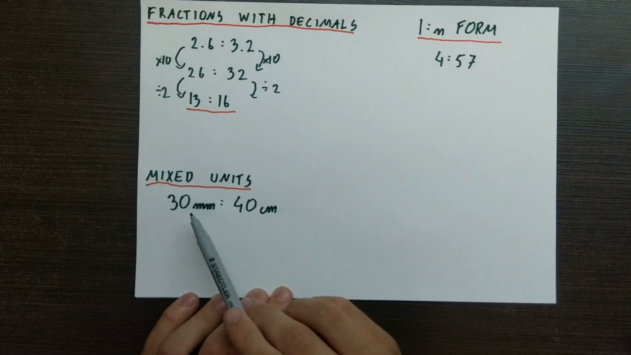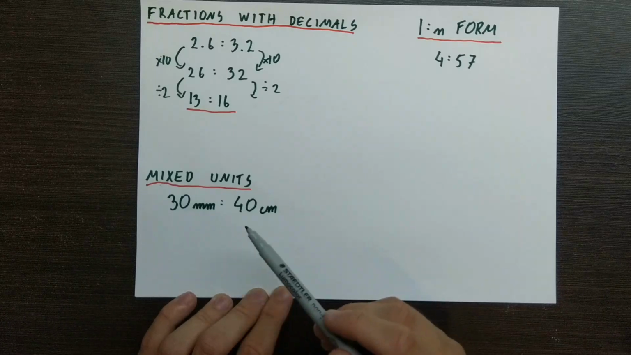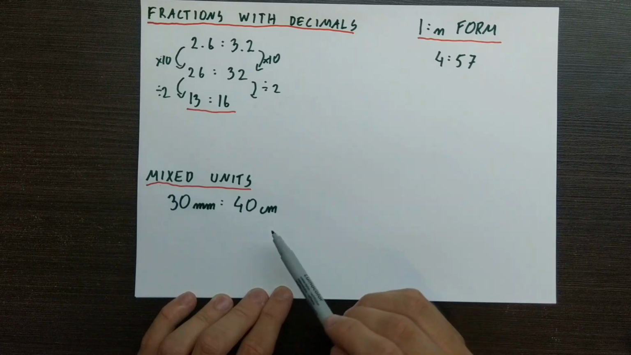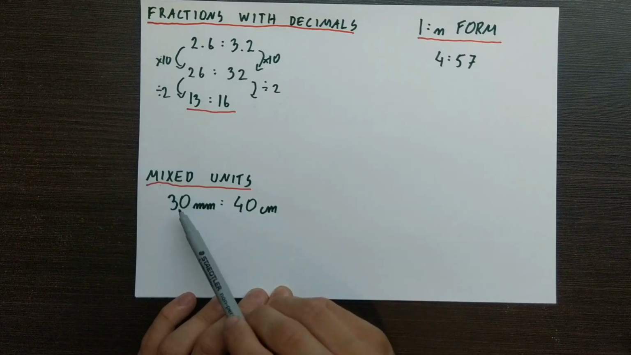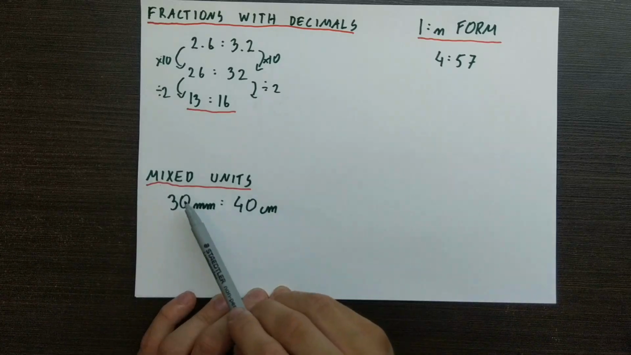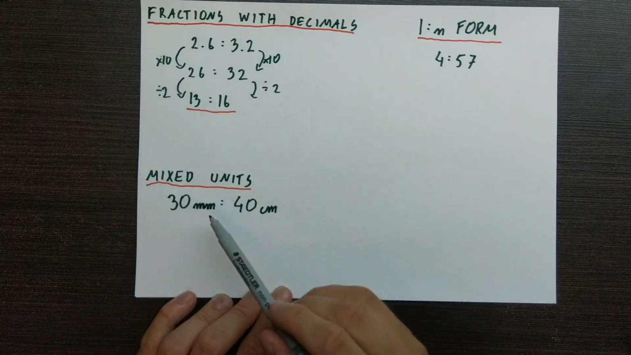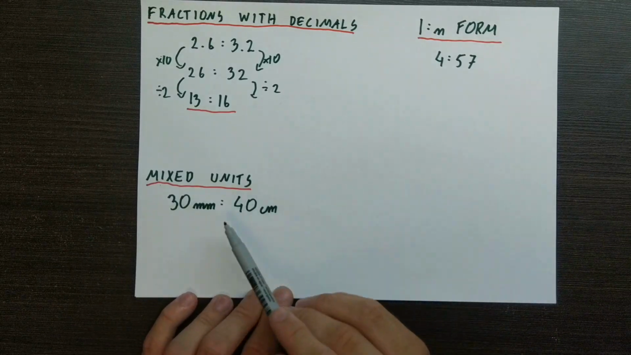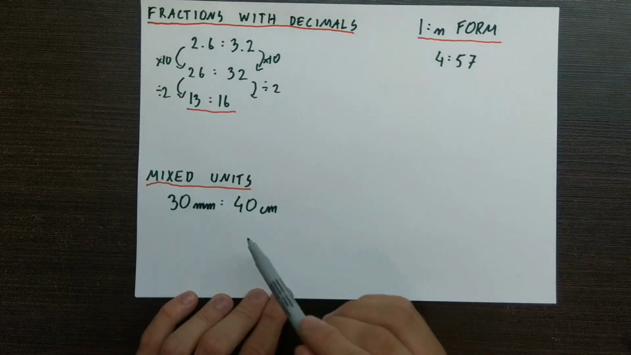Now, in this case, we can either convert millimeters to centimeters or centimeters to millimeters. Doesn't matter in this case. But in some cases, for example, if say we had 35 millimeters here, if you converted that to centimeters, then you would get a ratio with a decimal. So it's not worth doing that. So the safest thing to do whenever you're dealing with mixed units is to convert everything to the smallest one, because that way you will ensure that you have no decimals in your ratios.